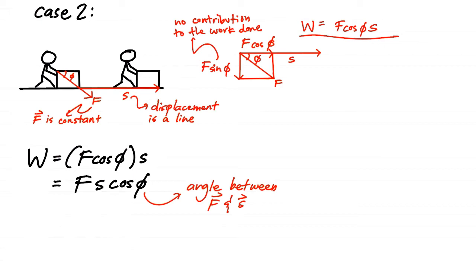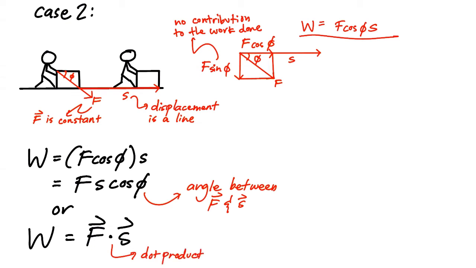Now, itong expression natin na ito, Fs cosine phi, we can also rewrite this as our vector F dot our vector S. Now, itong dot na ito, this is a vector multiplication and this is what we call a dot product. So, what does a dot product do? So, precisely itong equation na ito. Now, it will multiply yung component ng F that is aligned with S to the magnitude of S. So, yun yung dot product. So, this is now our equation for case number 2 where our force is not in the same direction as the displacement. So, let's look at an example.